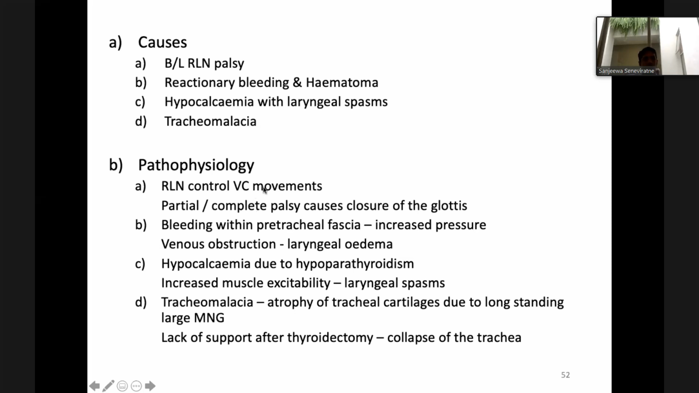So all four are described here. Recurrent laryngeal nerve palsy. Bleeding, causing an increase in pressure inside the pretracheal fascia, causing venous obstruction, leading to laryngeal edema. Laryngeal edema is the most important reason leading to upper airway obstruction in this patient. Then hypocalcemia due to hypoparathyroidism, increased muscle excitability, causing laryngeal spasm. Now, since you are describing pathophysiology, all these steps have to be there in your answer. You can't just say hypocalcemia leading to laryngeal spasm. It is better to say it is due to hypoparathyroidism from damage to the parathyroid gland, which increases muscle excitability, causing spasms of the laryngeal muscles.